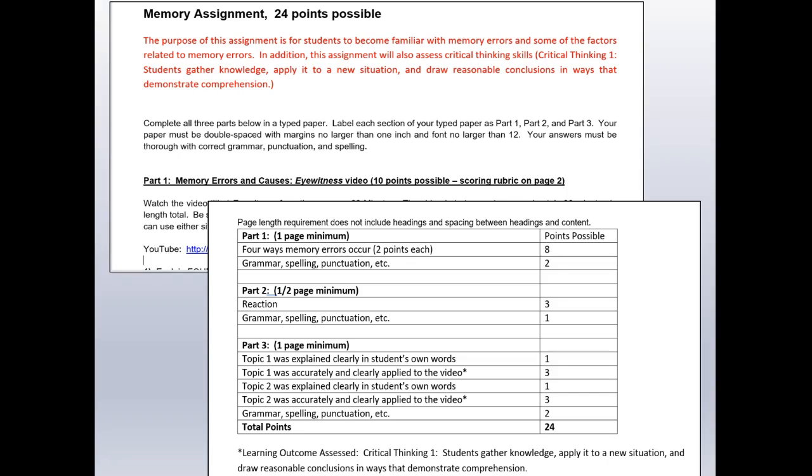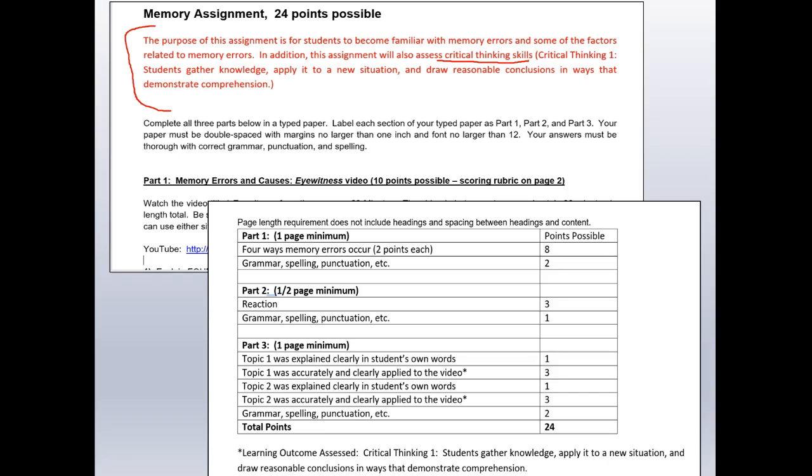Here's some examples. In an assignment I give over the topic of memory, at the top of the assignment, I explain what the purpose is, and I also address the specific thinking skills that I will be assessing. When students complete this assignment, reading over the instructions, even on their own, it's obvious to them that there's a specific purpose for this assignment. I'm measuring something meaningful, something of value.